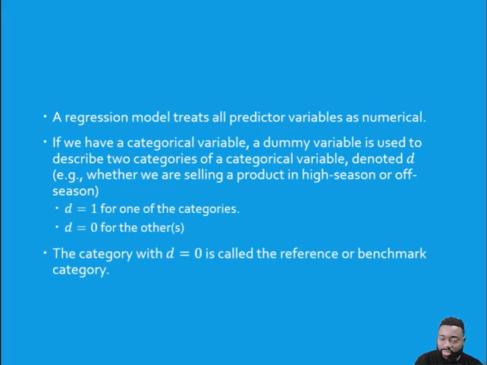So the reference or the benchmark category: when we have two categories, say high season and off season, one of them becomes the reference category. In our example, D equals 0, which is off season, becomes the reference, and D equals 1 is the high season. So the regression model will compare high season to off season to see how much the season affects sales. So in short, regression only works with numbers. Dummy variables turn categories into numbers, zeros and ones, and the zero group is the reference or the benchmark, and the model compares other categories to this reference.